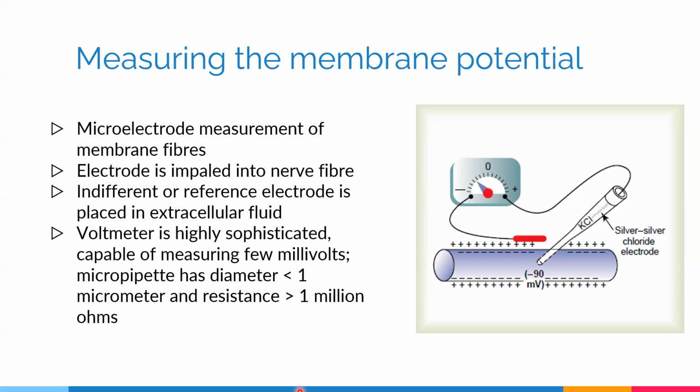There is another electrode, known as the indifferent or reference electrode, which is placed in the extracellular fluid. This arrangement is connected to a highly sophisticated voltmeter, which is capable of measuring even a few millivolts. The micropipette itself is also special. It has a diameter of less than 1 micrometer and a resistance of greater than 1 million ohms.